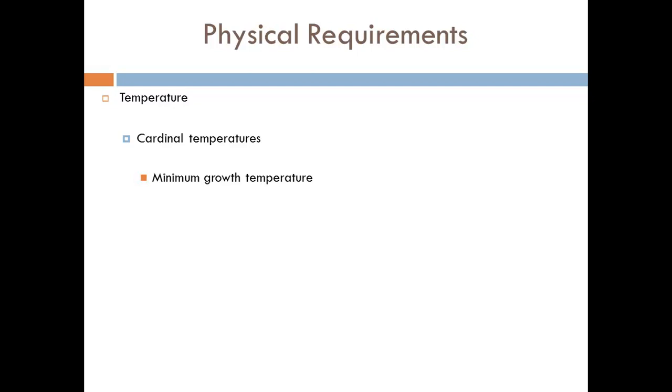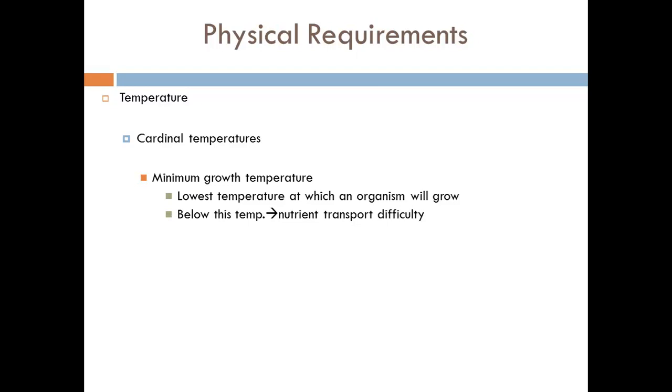The first one is called the minimum growth temperature. Minimum growth temperature is the lowest temperature at which an organism will grow. Below this temperature, the cytoplasm freezes, so it no longer functions in nutrient transport. So the cytoplasm is going to freeze, so nutrients can't move back and forth. So the organism stops growing.